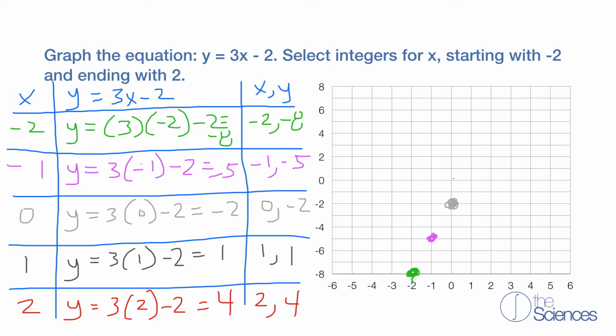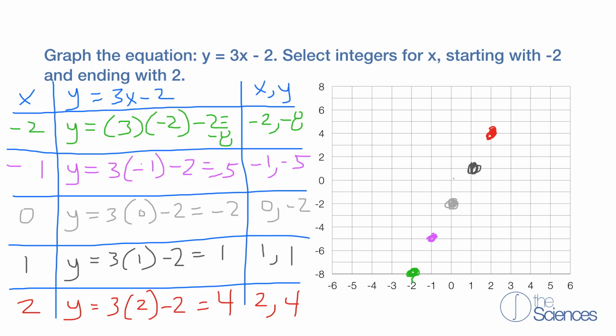Now we're going to find our plot of 1, 1. So we move 1 place to the right and 1 place up to 1, 1. And lastly, we have a plot of 2, 4. So we're going to move 2 places to the right and 4 places up. 1, 2, 3, 4. So here's the plot of 2, 4.